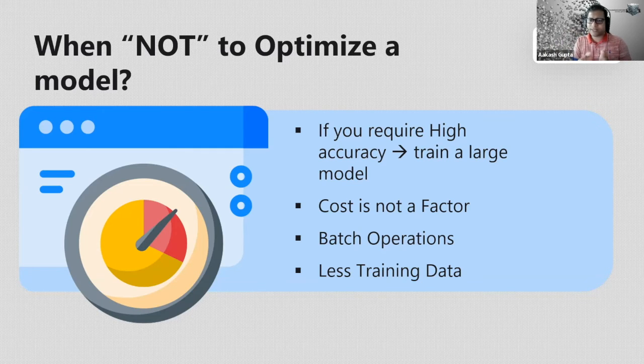So if you have less data, you need to use the original models with their entire weights and everything. You have batch operations, which you don't really require optimization for. If it's a batch operation that is taking place, you want to calculate recommendation engines, you want to understand transactional data, you can run it in a batch. Cost is, of course, not a factor for large companies. And yeah, if your accuracy is higher. So yeah, these are the 4 points that are the reasons when you do not optimize the model.